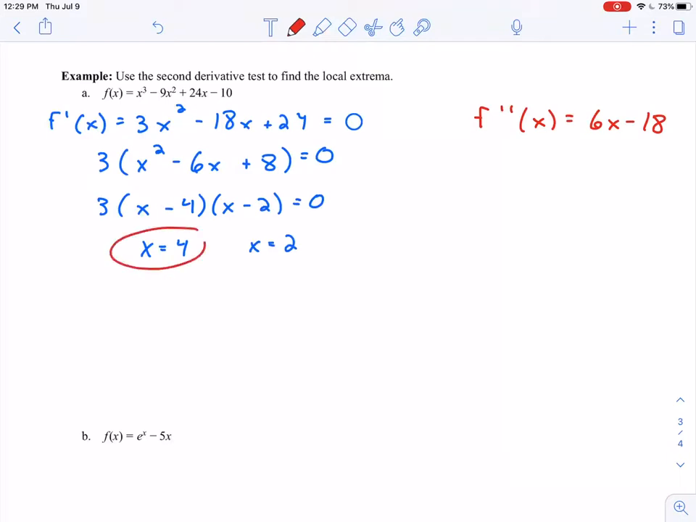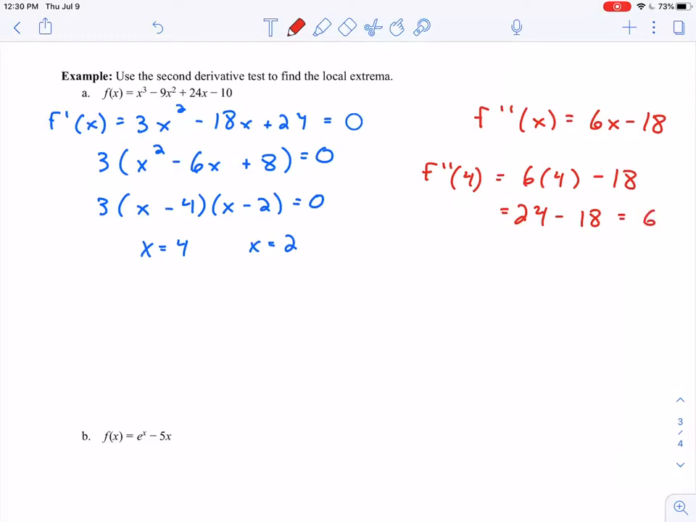I'm going to take my two critical numbers and plug those into my second derivative that I just found. So f double prime of 4, this is 6 times 4 minus 18. This is 24 minus 18. Let's see, that gives me a positive 6.